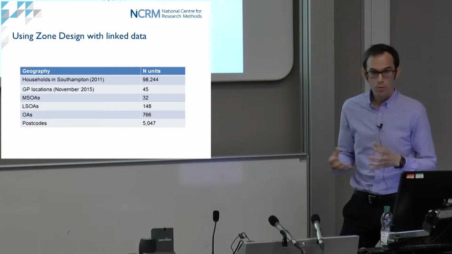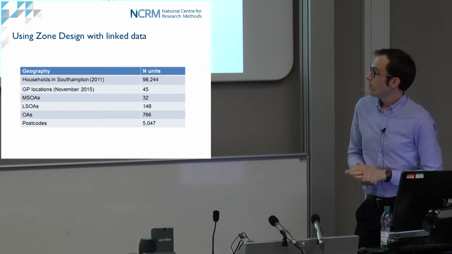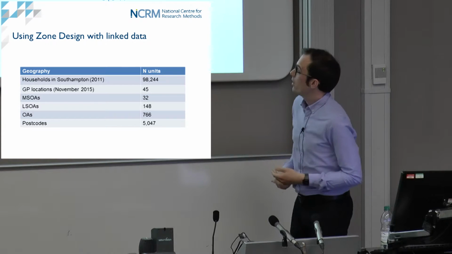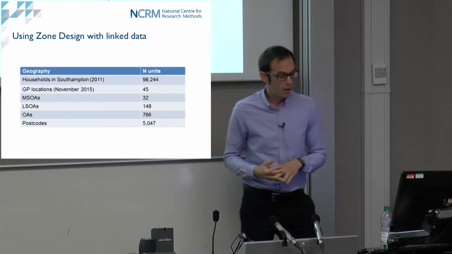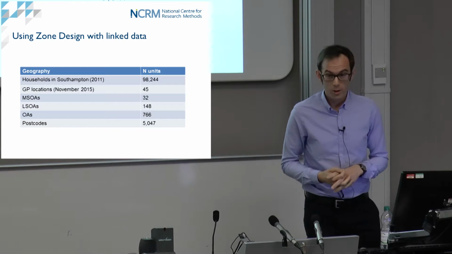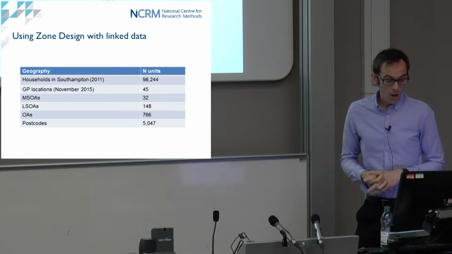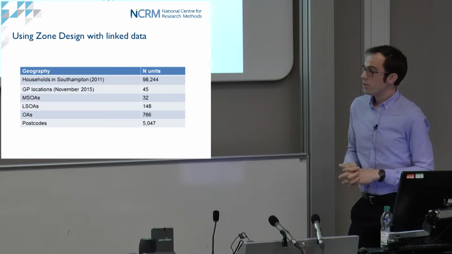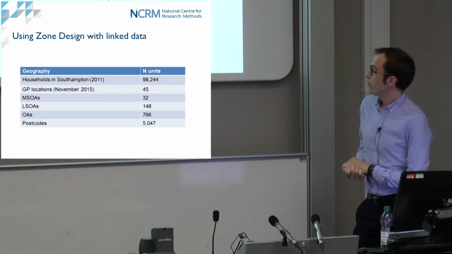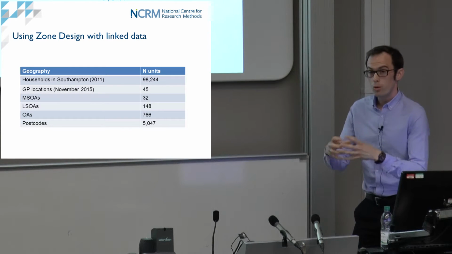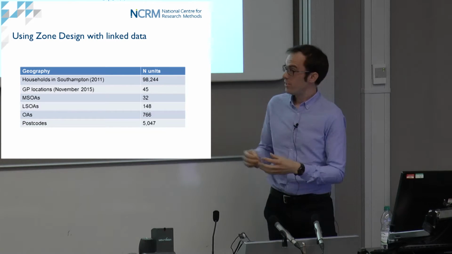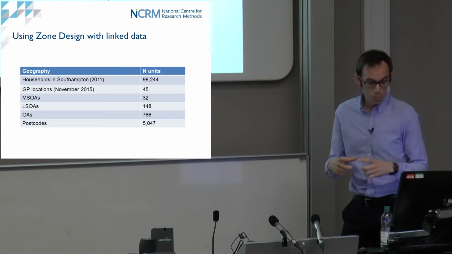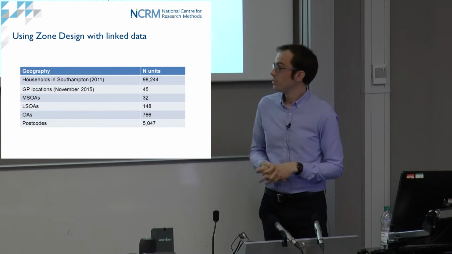So this table is just to give you an overview of the sort of units that we're working with. We've got just under 100,000 households in our data set. We have about 45 general practitioner locations within the city. And to give you an idea of the existing census geographies and how they vary, we've got our MSOAs, the coarsest one here, with 32 units, then our LSOAs with 148, and our output areas with 766.